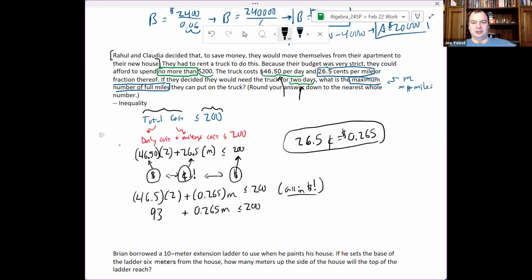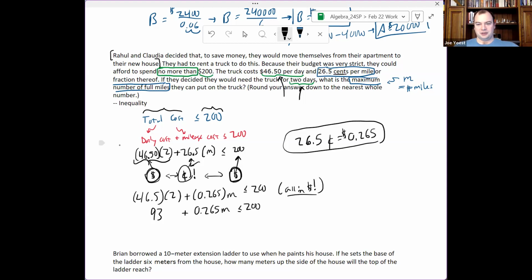Our total cost is the daily cost, $46.50 per day, times 2 days. So it's this number of dollars plus mileage cost has to be less than or equal to $200. Mileage cost, though, we've got to be really careful here. We might be tempted to do 26.5 M and then start solving. But 26.5 is actually cents per mile. 26.5 times M gives me cents per mile times number of miles. That actually gives me a unit of cents.